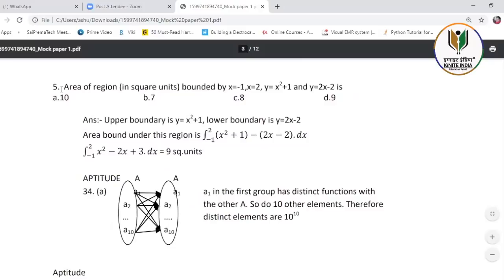Next, this is area of region bounded by y is equal to x square plus 1 and y is equal to 2x minus 2. Okay, the limits they have given itself. So it will be x is equal to minus 1 and x is equal to 2. Again, this is very easy. Upper boundary is x square plus 1, lower boundary is 2x minus 2. If you subtract them under integration with limits minus 1 to 2, okay, you will get x square minus 2x plus 3, which will give you 9 when you put the limits 2 and minus 1.